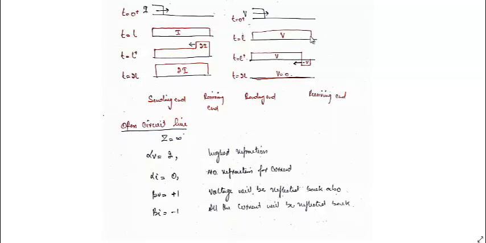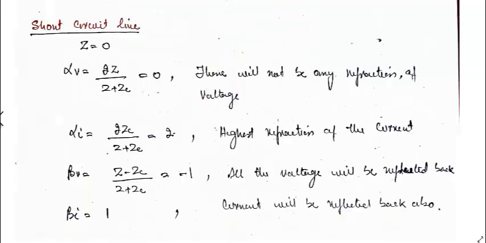Now, what will happen at this receiving end depends upon what type of junction we have, whether we have Z, whether we have R, whether we have a short circuit, or open. Since we have a short circuit, there will be a reflection of the current as well as a reflection of the voltage. You can see that the reflection of the current is plus 1.